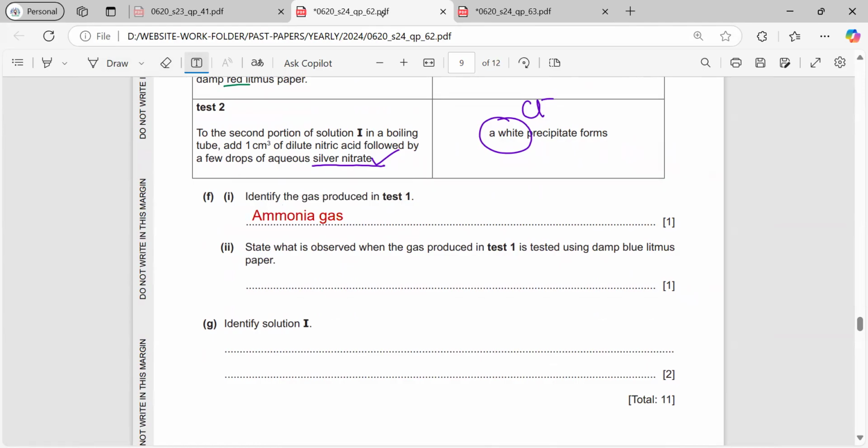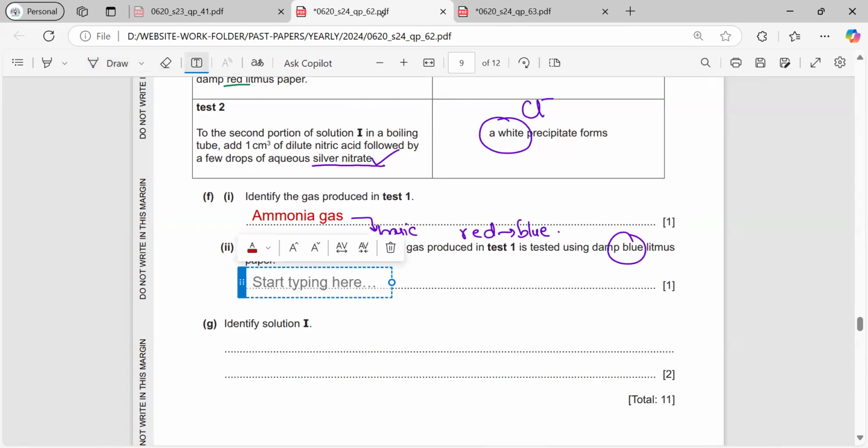State what is observed when the gas produced in test 1 is tested using damp blue litmus paper. So this gas is basic, as I said before. So it turns red litmus paper blue. But what happens to the blue litmus paper? It will remain blue. So there will be no change. Or you can write that it will remain blue.